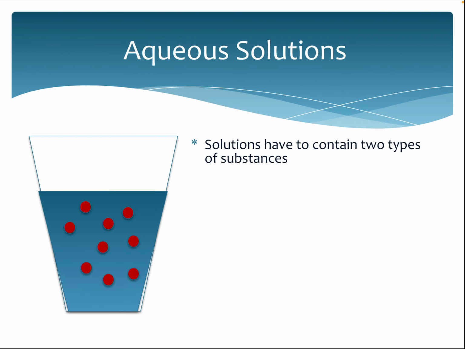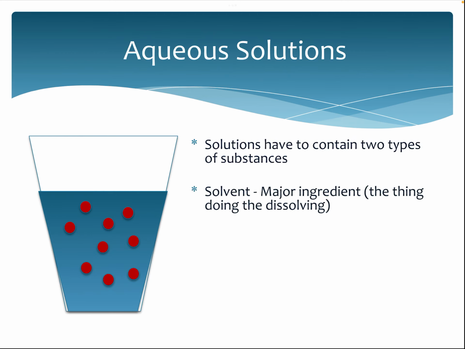Solutions themselves contain two types of substances. So again, a solution is a homogeneous mixture of two or more substances, and they appear to be in one phase. Usually for us, that's the liquid phase. And they have to contain two types of substances. The first thing is the thing that does the dissolving. We call it the solvent.